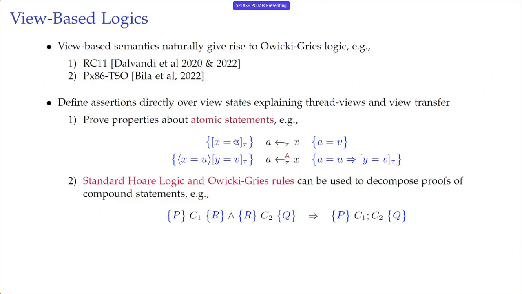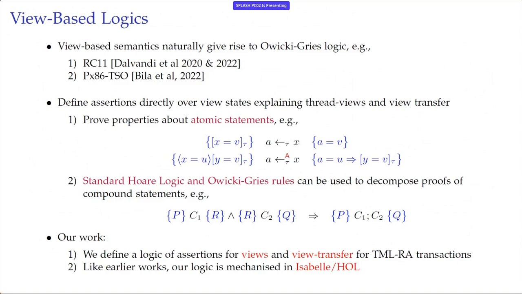So what I'm trying to say is when you have these things, you can define some basic properties about atomic statements. And then from there, you can define the standard Hoare triples for compound statements in the fairly standard way. So for instance, sequential composition is the standard way. It's just that these P's and R's range over these complicated view-based memory states. Okay, so that's what's come before.